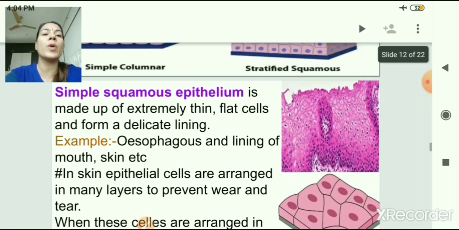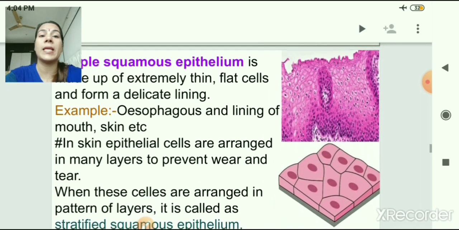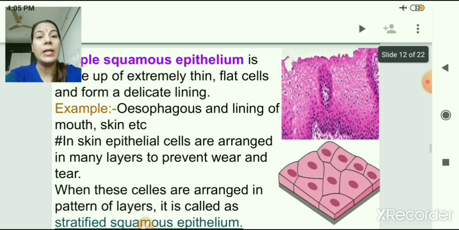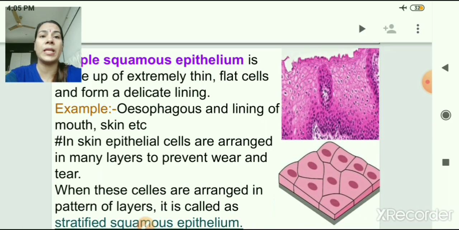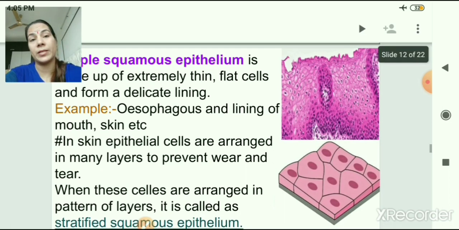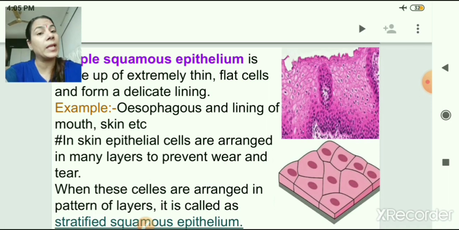Simple squamous epithelium is made up of extremely thin, flat cells, and it forms a very delicate lining or layer. Examples of simple squamous epithelium are the esophagus, the lining of the mouth, skin, etc. In skin, epithelial cells are arranged in many layers to prevent wear and tear of the skin. When these cells are arranged in layers, it is called stratified squamous epithelium.